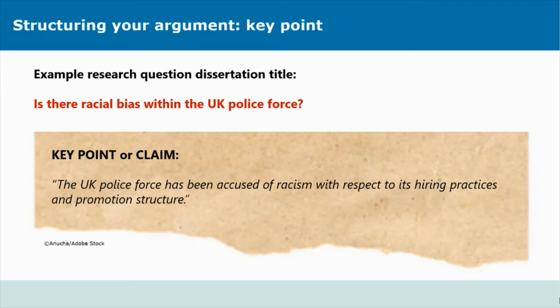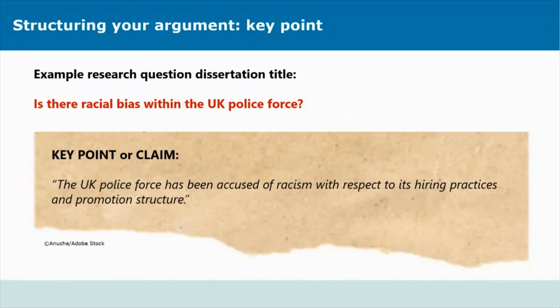Here is an example of a research project question or essay title. Is there racial bias within the UK police force? There are many points that you could discuss in relation to this question. For example, discussing whether there is racial bias with respect to police interaction with the public, or with police making arrests. Another point that could be made is in relation to racial bias in police recruitment and promotion internally. We will use this example.